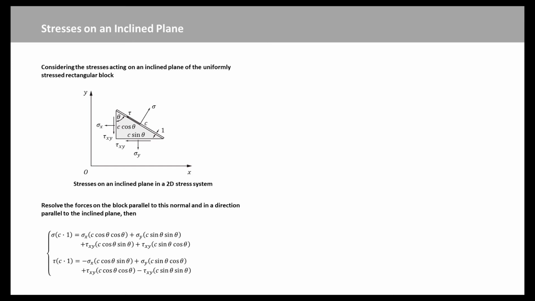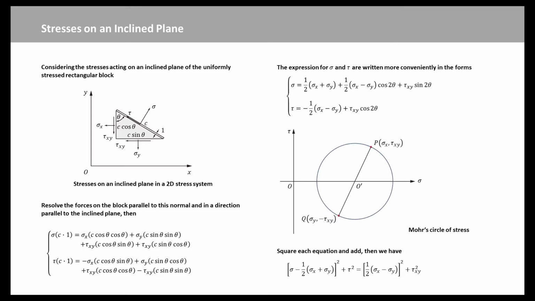The normal stress acts along the normal to the inclined plane. Resolve the forces on the three sides of the block parallel to this normal, and resolve forces in a direction parallel to the inclined plane. Then we obtain the two equations. The expressions for sigma and tau are written more conveniently in the two forms. Square each equation and add, then we have the standard equation of a circle. The circle defining all possible states of stress is known as the Mohr circle of stress.